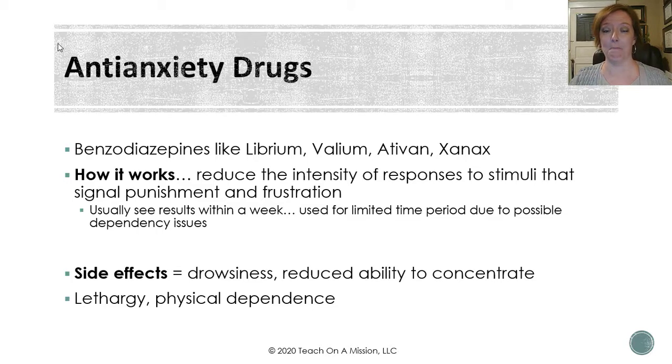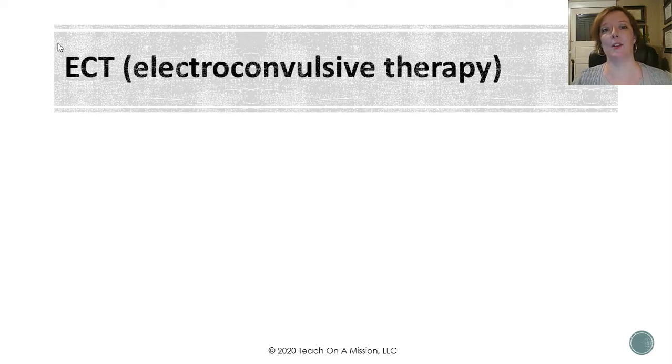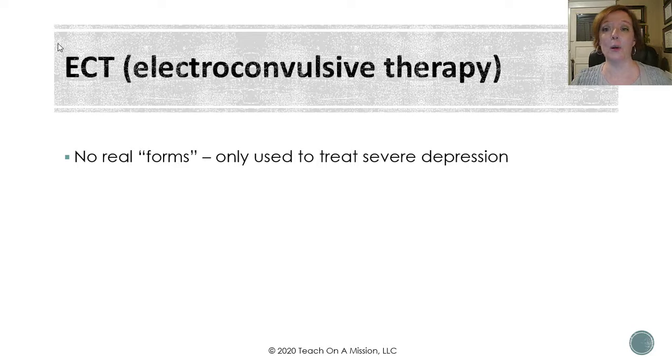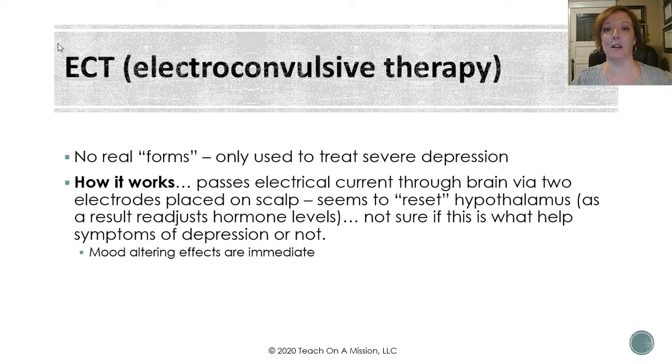All right, a different type of therapy is electroconvulsive therapy. This is ECT. There's no real form, and it's usually only used to treat severe depression that has not responded to a more typical course of biomedical therapy. How it works is that a physician will pass electrical current through the brain using 2 electrodes placed on the scalp, and somehow it seems to reset the hypothalamus. As a result, it readjusts hormone levels. And we're not sure if this is what helps the symptoms of depression or not.